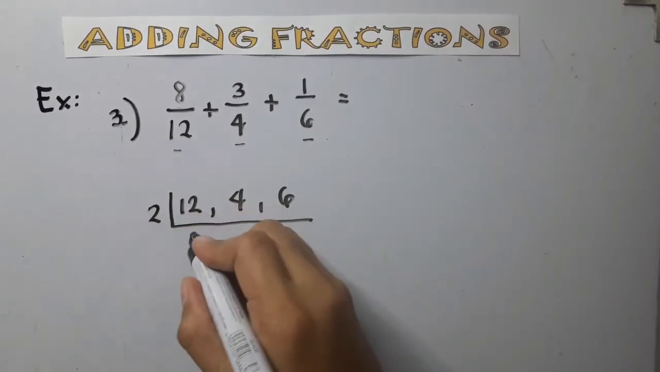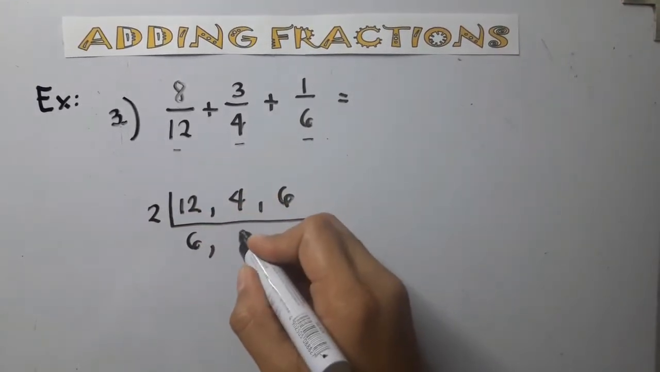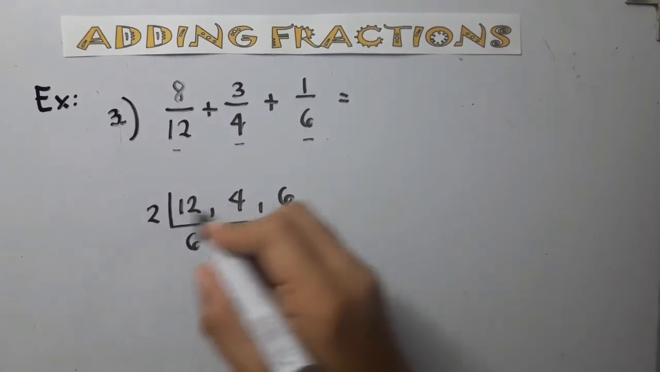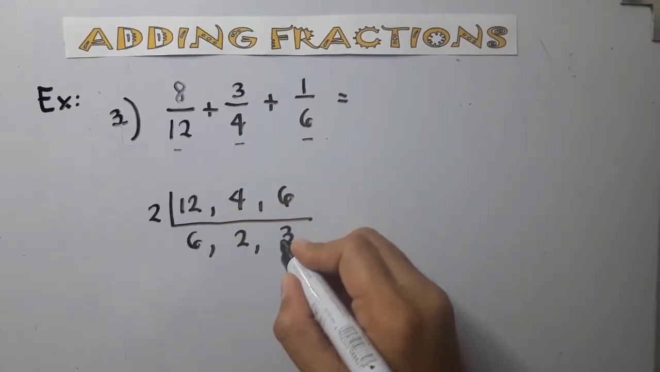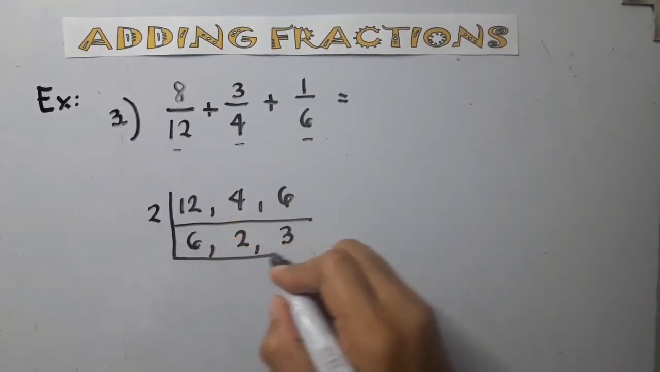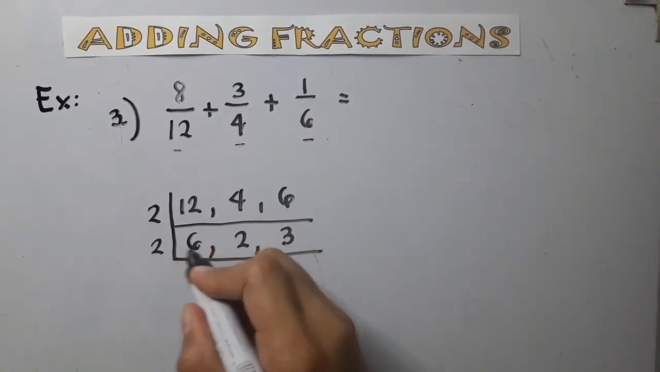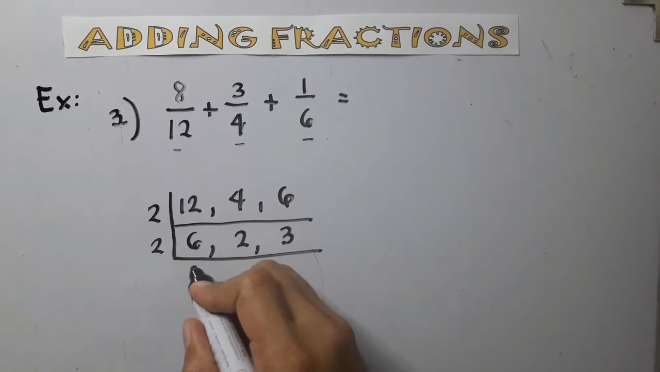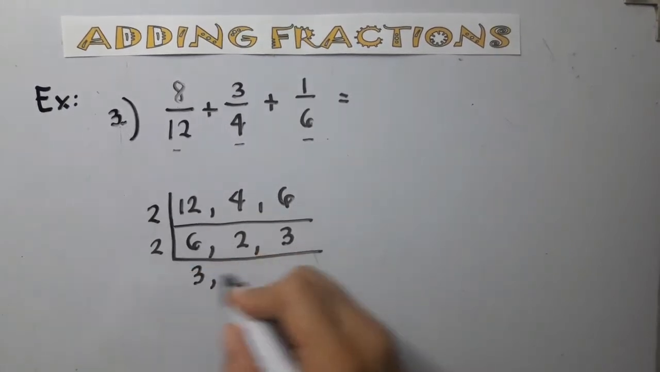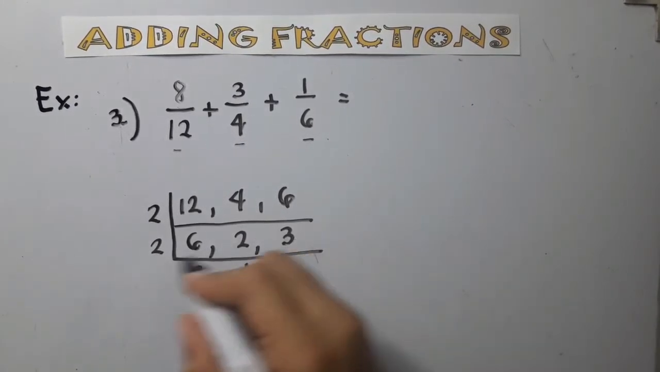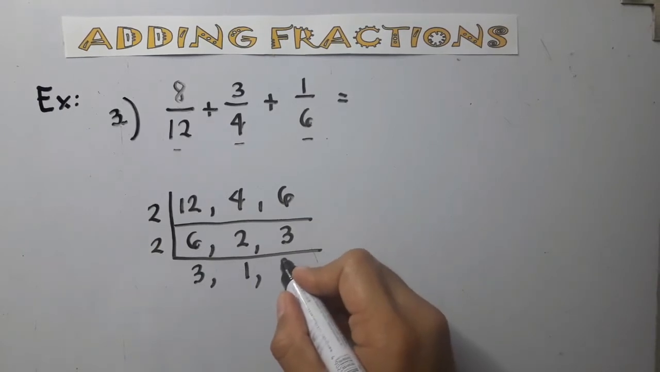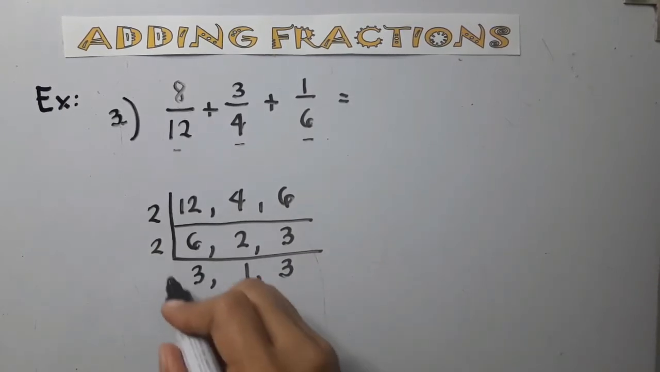So 12 divided by 2 is 6. 4 divided by 2 is 2. And 6 divided by 2 is 3. Then, another prime number that we can use to divide, we can use 2 again. So 6 divided by 2 is 3. Then 2 divided by 2 is 1. 3 divided by 2, you just bring it down because it's not exact.